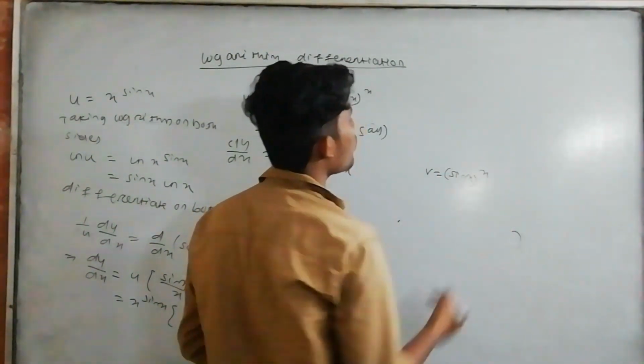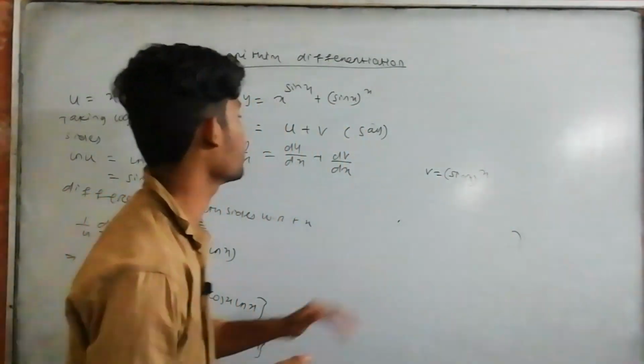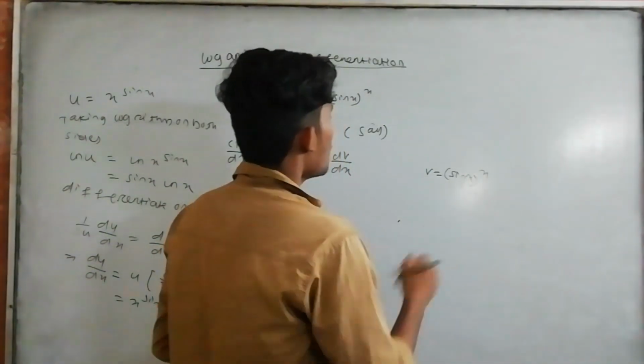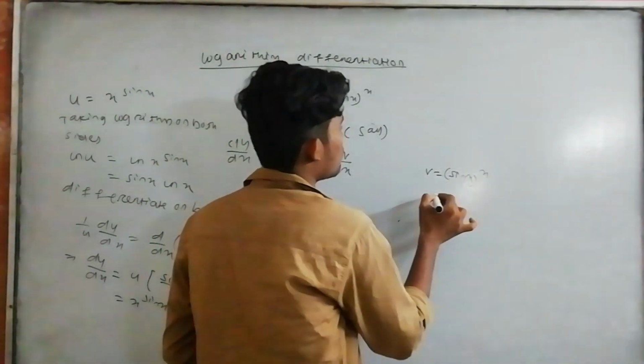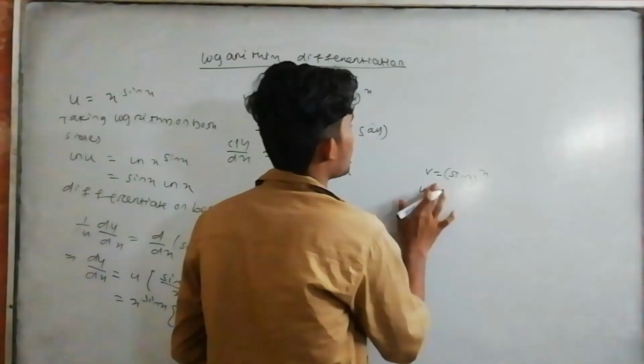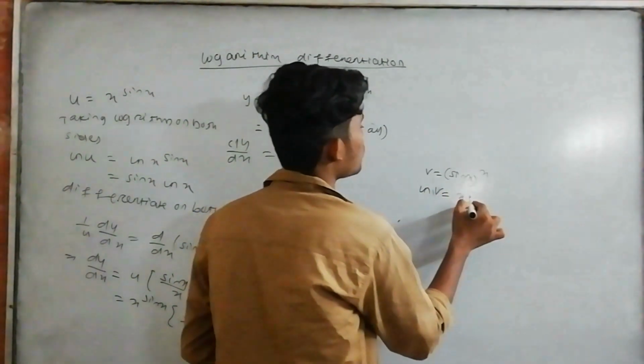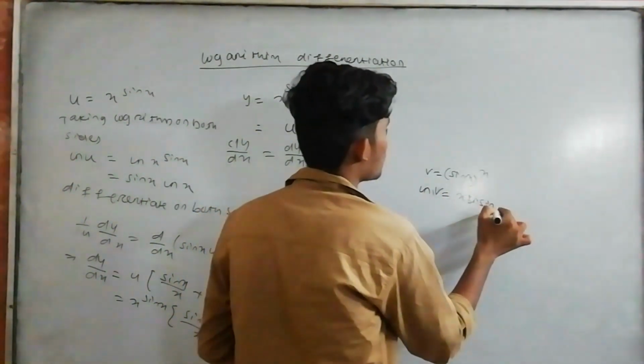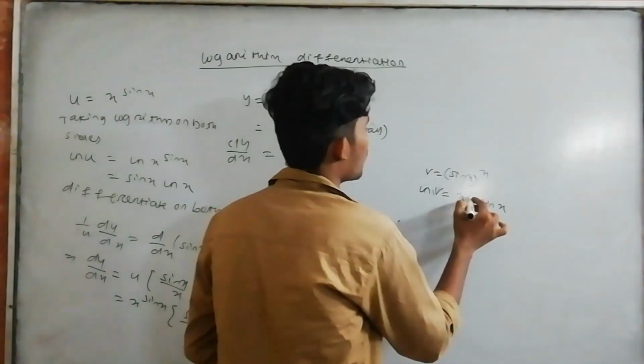Next you have to find the derivative of v, that is, here v is sin x to the power x. Then what do we get? Find this derivative. Okay, and you know that ln v is x ln sin x, and what you get?